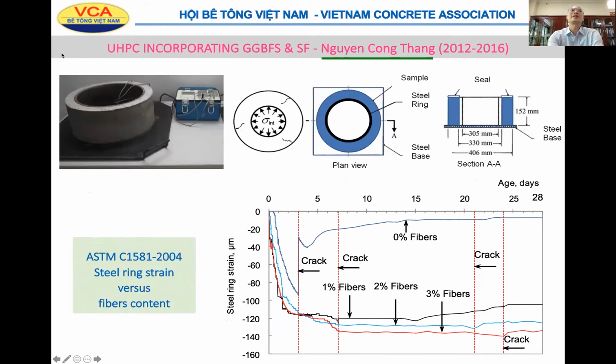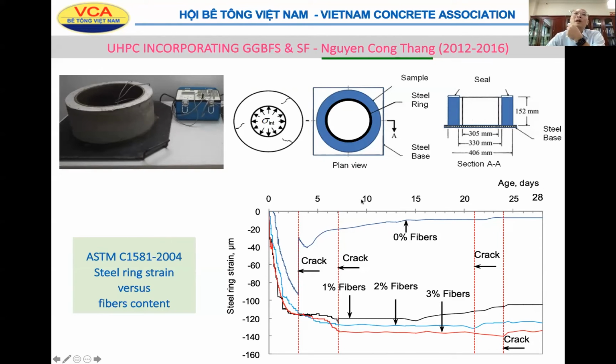Another very interesting test Thắng implemented follows ASTM C1581-2004, where he tests with the UHPC. He measured UHPC mix in thin strain versus fiber content, and the UHPC ring with the thickness about 38 millimeter, and the height is 152 millimeter, and he sealed the top and the bottom of the specimen, and he measured up to 28 days with different mixes with various fiber content.